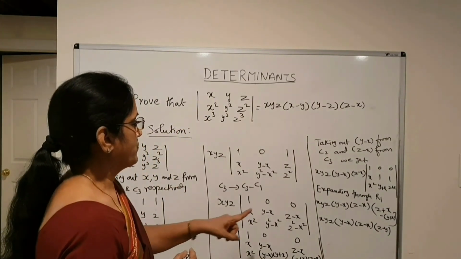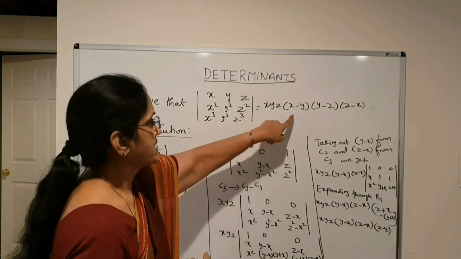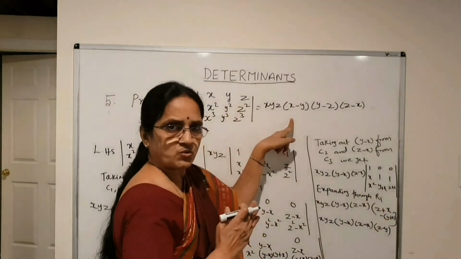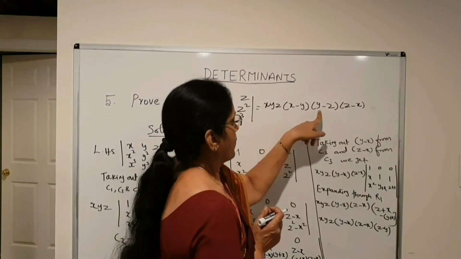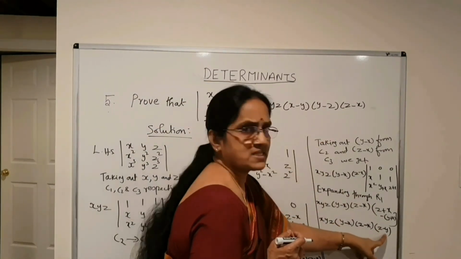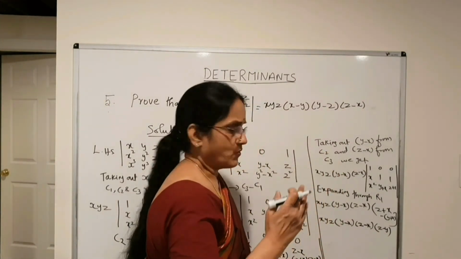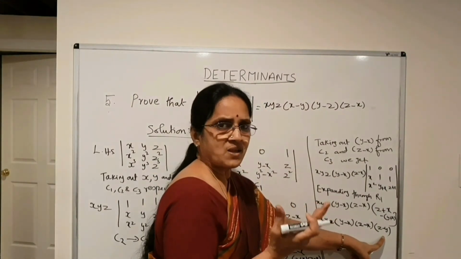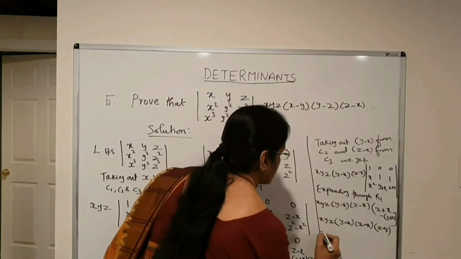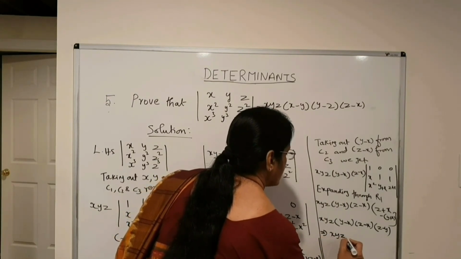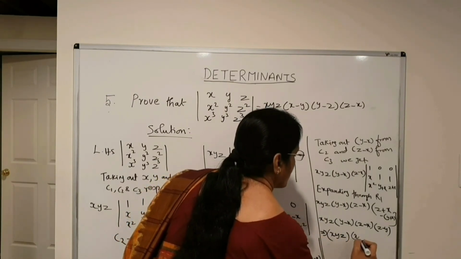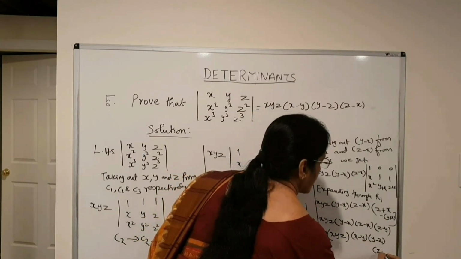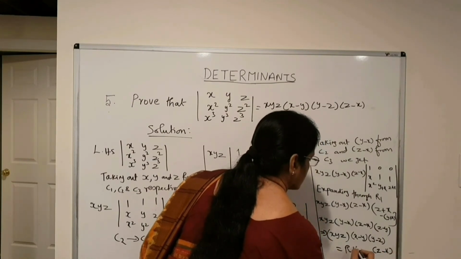So what I need to prove? xyz into x minus y. But I am having y minus x, so one negative sign should be taken out. Then y minus z, but I am having z minus y. So when I take out one minus sign from here and one minus sign from there, minus into minus is plus. So this is nothing but xyz into x minus y into y minus z into z minus x, which is your RHS.